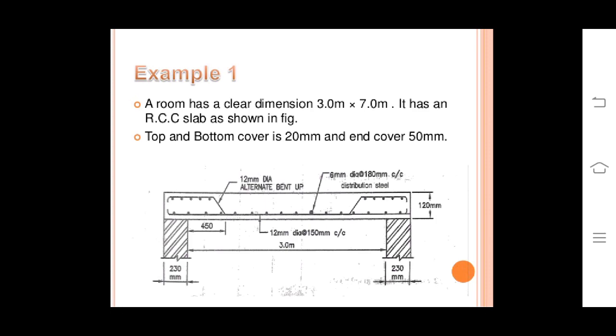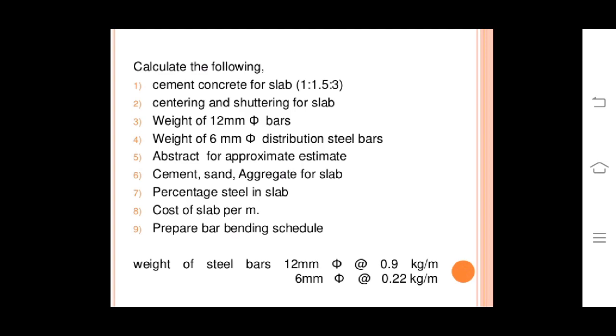Top and bottom cover of 20 mm is provided for the slab, and an end cover of 50 mm is provided from both sides. The walls supporting the slab have a thickness of 0.23 meter. Calculate the following from the above problem.